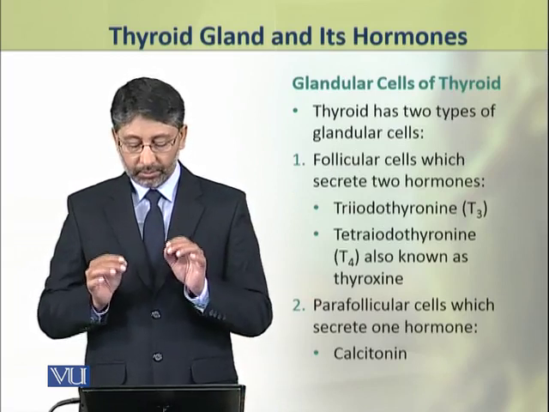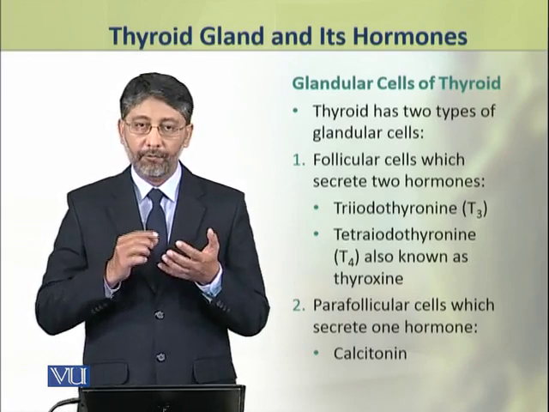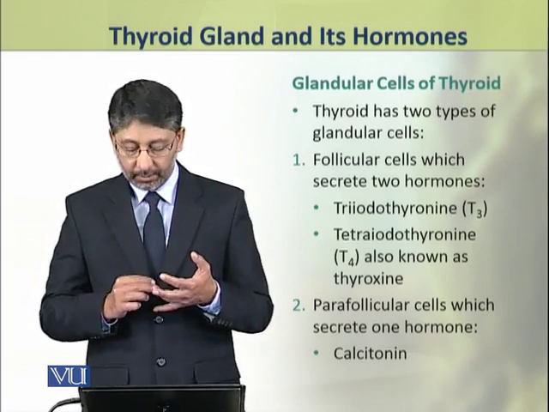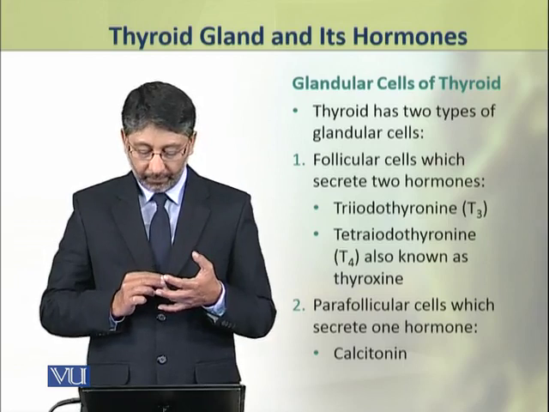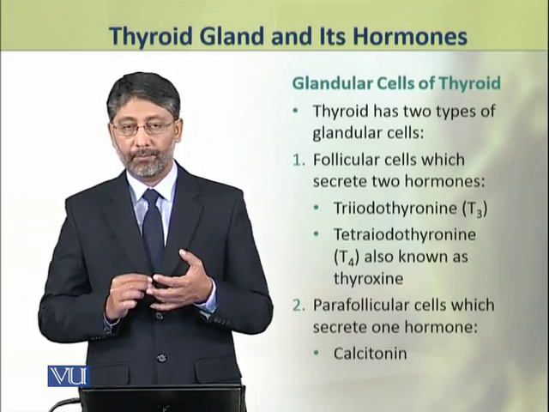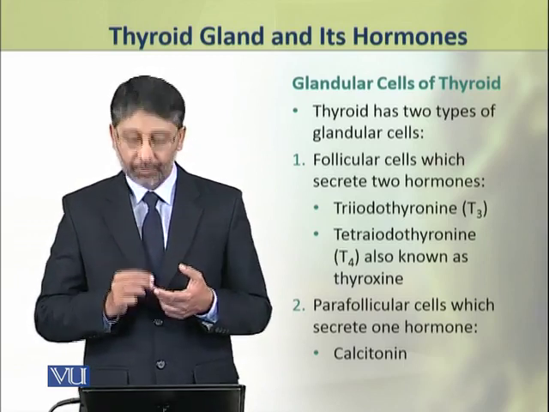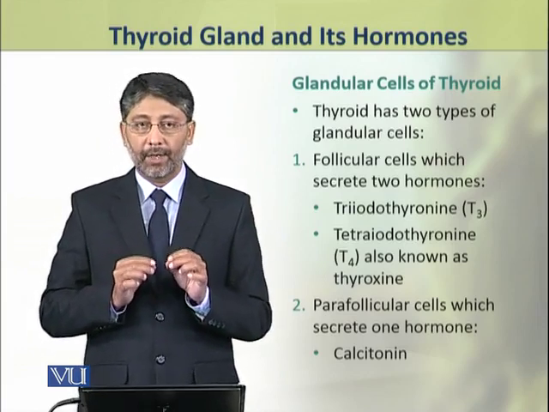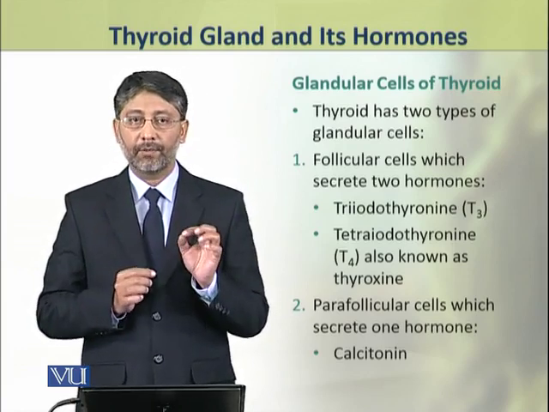There are two types of glandular cells in a thyroid gland. These are follicular cells which secrete two hormones, thyroxine, which is also known as tetraiodothyronine or T4, and triiodothyronine, that is T3. The second type of cells in thyroid gland are parafollicular cells which produce one hormone which is called calcitonin.